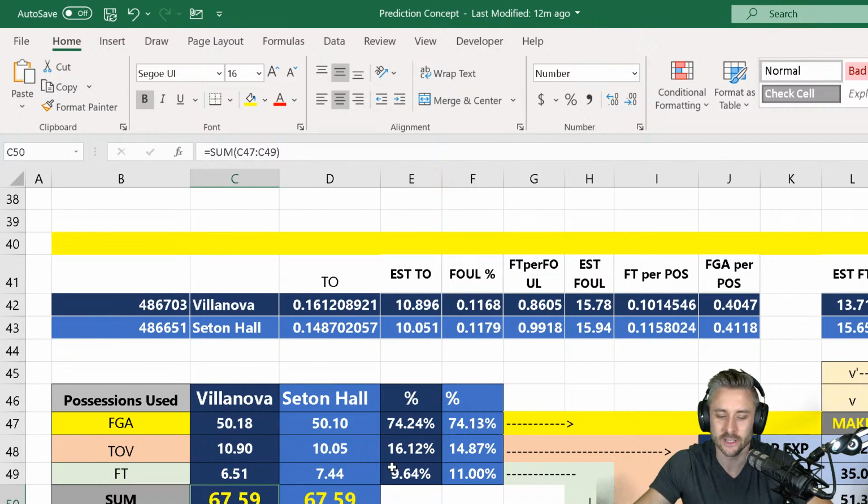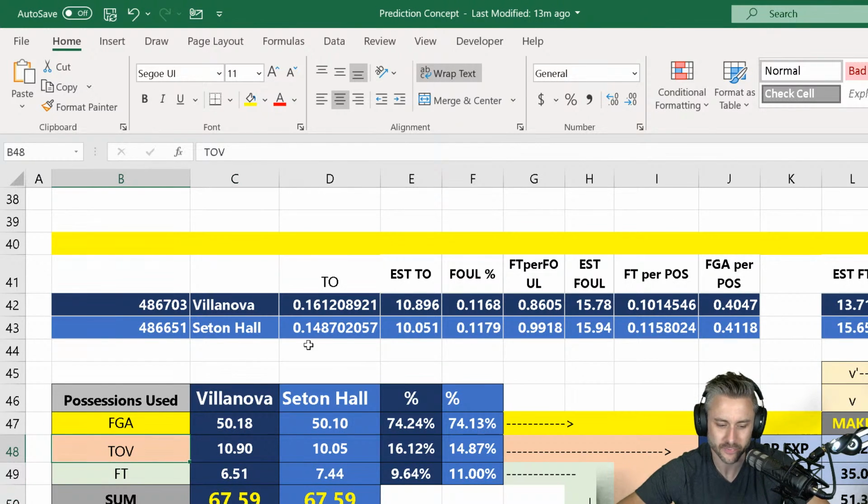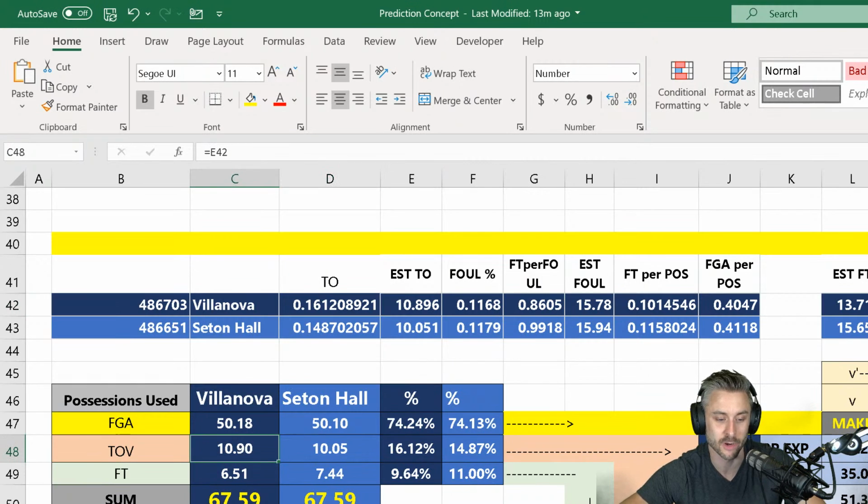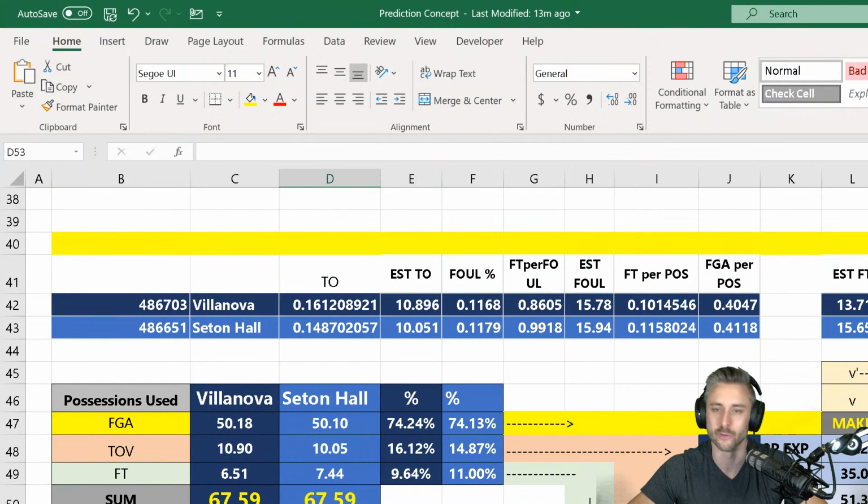So the easiest way to start is turnovers, right? Because turnover percentage, you don't need to do anything funky with that. Villanova's expected turnover percentage is 16.1, Seton Hall 14.8. Don't need to manipulate that at all. You can plug that in right here. So if we expect 16% of Villanova's possessions to end in a turnover, you just do 16% times 67.59. You get this number right here, 10.9, right? So we expect about 10.9 Villanova offensive possessions to end in a turnover.